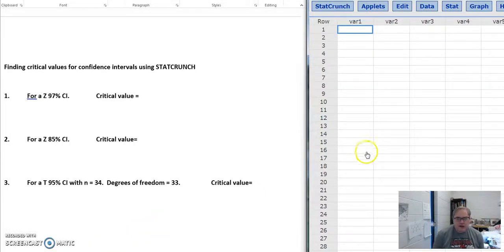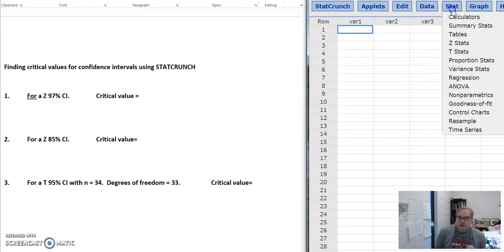Okay, so a fast video on finding critical values for confidence intervals. So I got 3 different ones, and we'll have other distributions as we go along, but the idea is going to kind of stay the same. So if I want, for a Z procedure, a 97% confidence interval, and I want the critical value, if I'm using StatCrunch, I go Stat, Calculator.